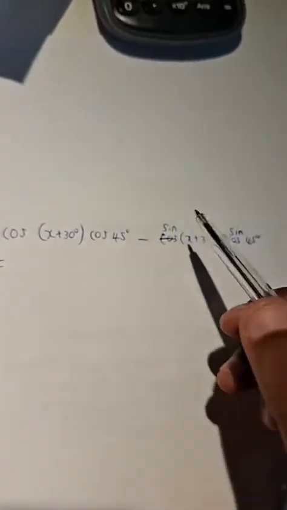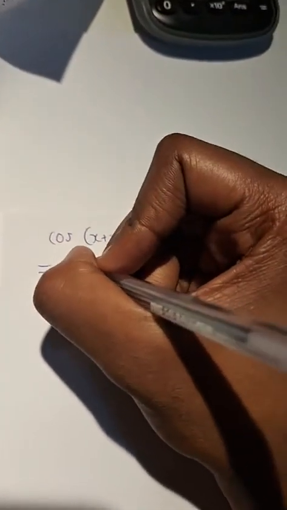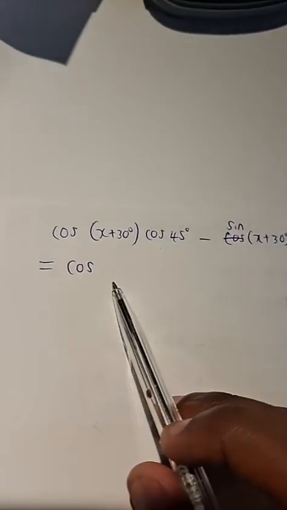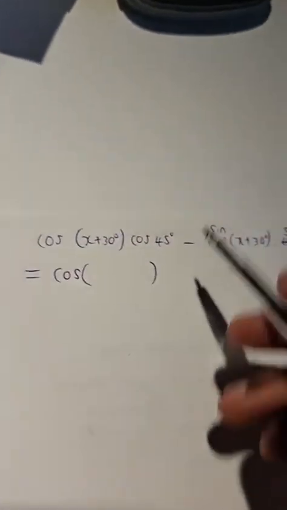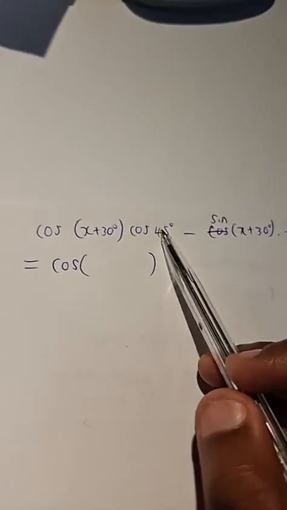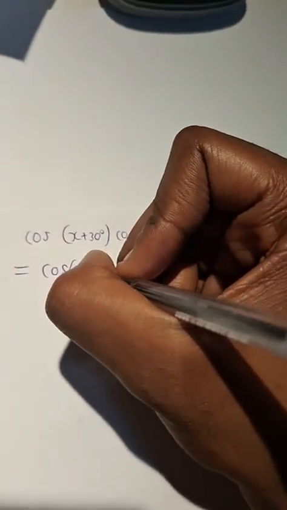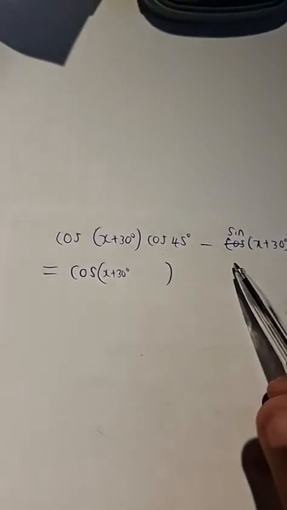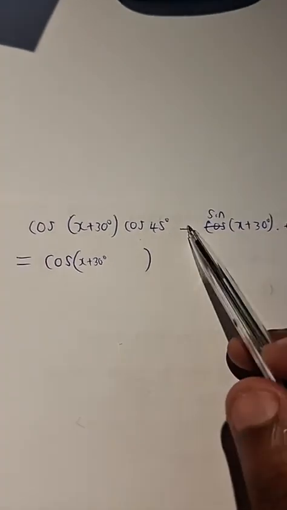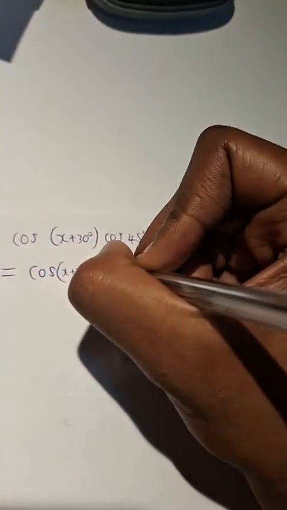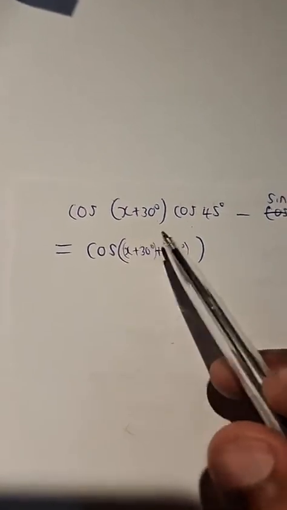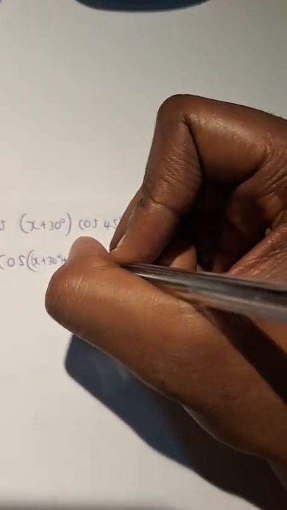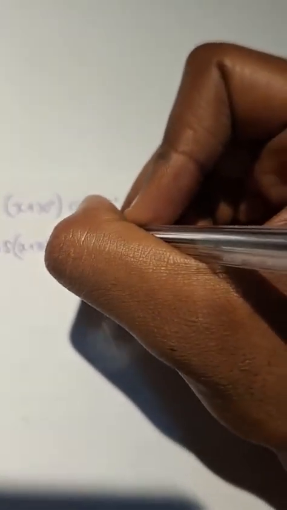Remember, this is cos cos, sine sine, so that means this is the cos compound. Then we open that bracket. This would be our A, this would be our B. So our A is x plus 30 degrees. And remember, the negative sign changes to positive. So x plus 30 degrees, that's our A, plus, not 30 degrees, sorry, that's 45 degrees.